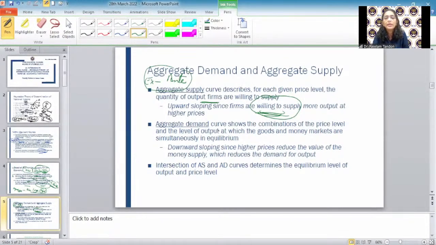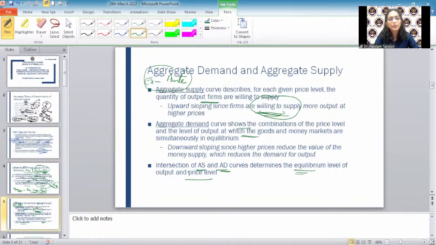Aggregate demand means what you intend to spend on, what you are willing to spend on. So that's about aggregate demand. And your spending depends on what? The price level in the economy. The point at which aggregate supply and aggregate demand are equal is known as the equilibrium level of output and price level.